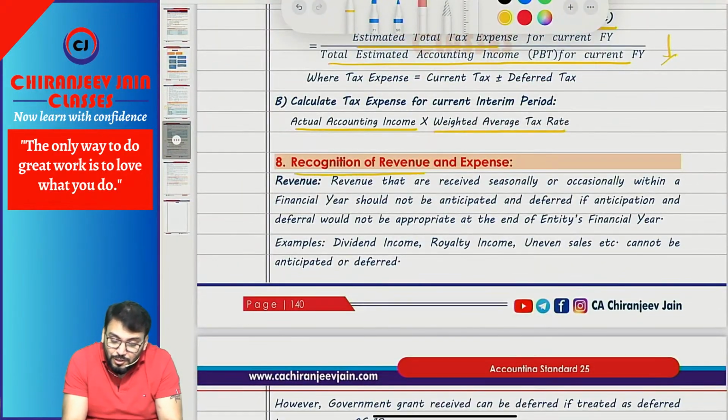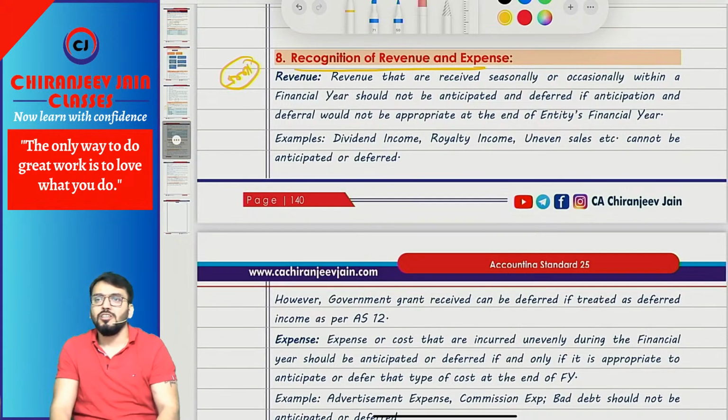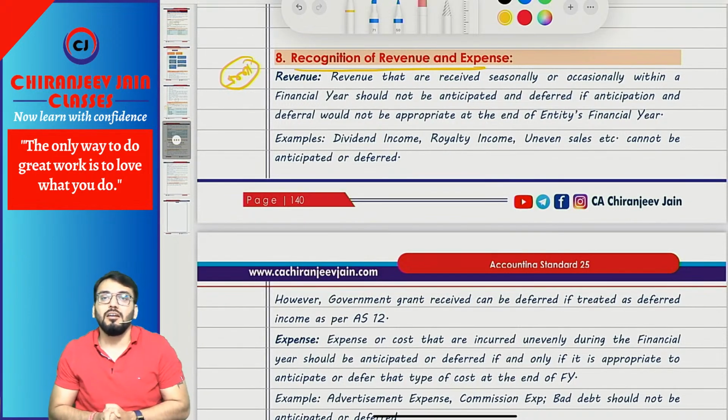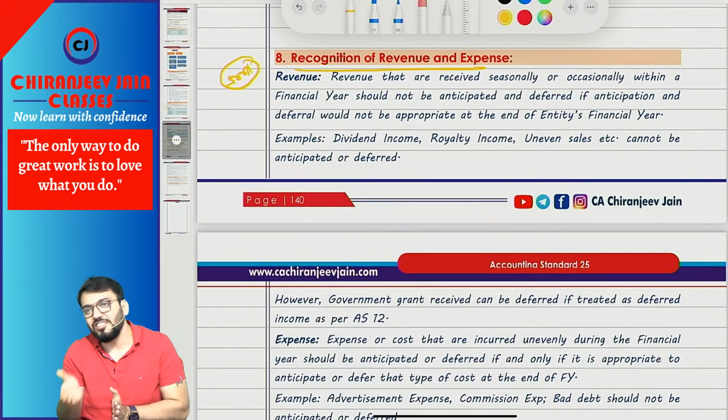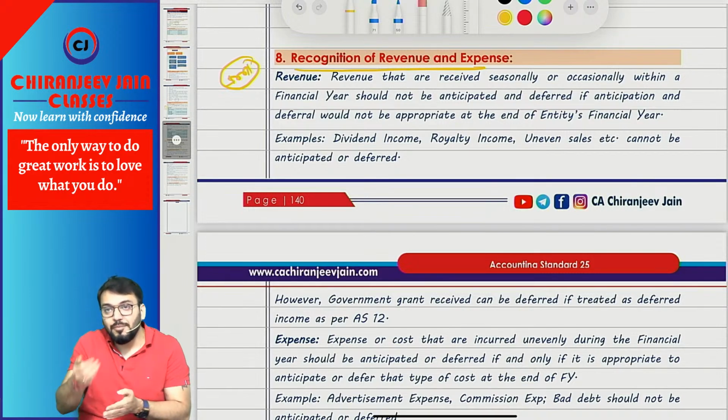Now recognition of revenue and expenses can also be one important question. How to recognize revenue and how to recognize expense. So what AS 25 says is that there are many revenues of seasonal nature or revenues which are of occasional nature. So that revenue should be recognized.